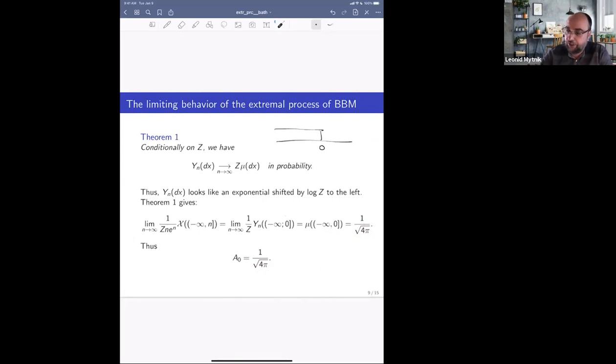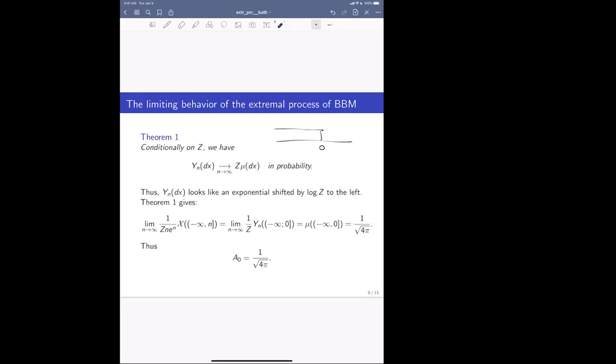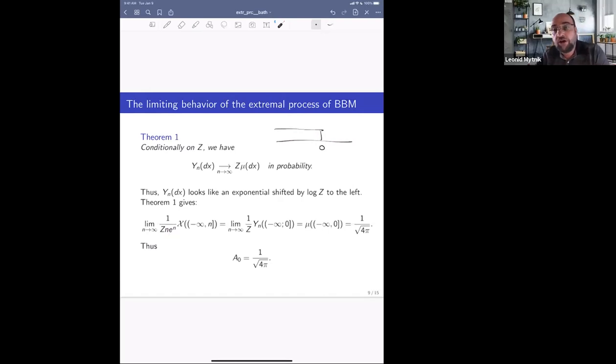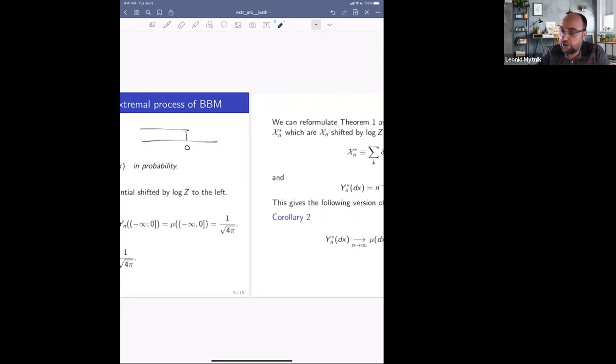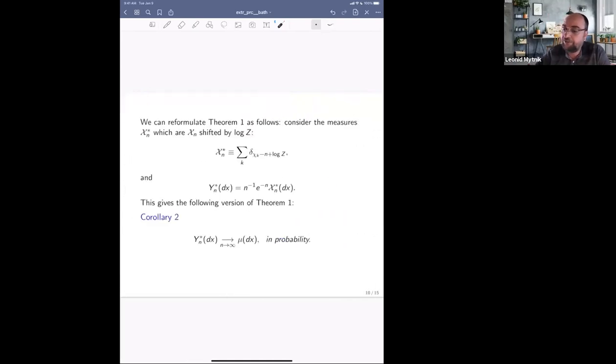Again, the measure yn is concentrated somewhere here, and it's increasing exponentially, as I say. It's exactly what we need to recover the result of Cartinius, Hartung and Louis. Now just a remark: we can reformulate theorem 1 as follows. We consider the same measures xn, but additionally we shift them by log z. Similarly, we define yn star, the same measure scaled by n e^n. Then one can get the following version of theorem 1: yn star converges to mu dx. Essentially, we just shift our measure by log z in the end, wherever you want to see it.